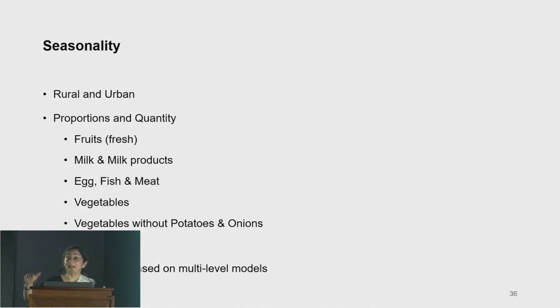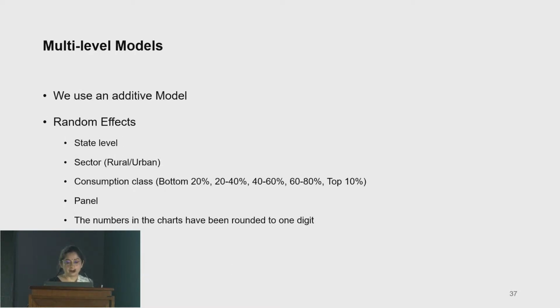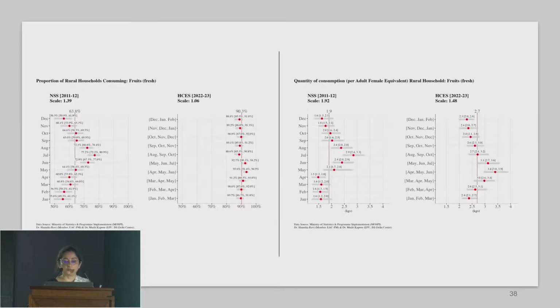What else can you do with this data? You can look at seasonality. Meaning, how does average consumption change over months of the year? We can do this for all segments, again, consumption classes. We look at an additive model. We use random effects. I know this is the only hall where I will even mention random effects. Usually no one is interested in those back end. But the paper, this is a forthcoming EAC paper, is very methodologically heavy because we also look at Bayesian estimates for a lot of these things. What is happening? This is an interesting graph. The left-hand side is telling you the proportion of households that are consuming fresh fruits.